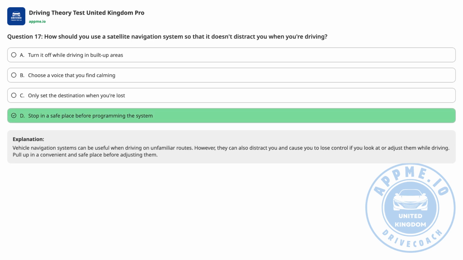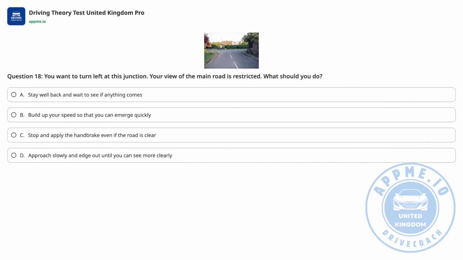The correct answer is D. Question 18. You want to turn left at this junction. Your view of the main road is restricted.